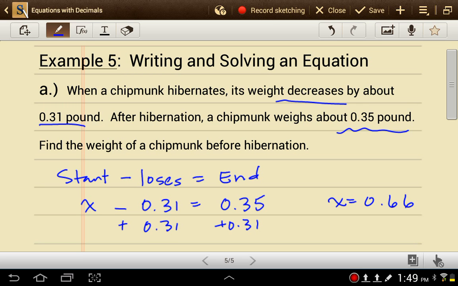And then I have to think about, this is a word problem. What is my final answer? This is going to be 0.66 pound. That's how much the chipmunk weighs. Okay, so about 2/3 of a pound. That's a pretty light chipmunk. Okay, less than a pound.